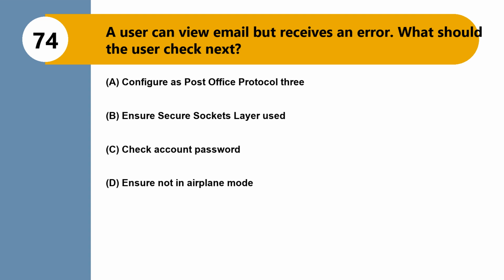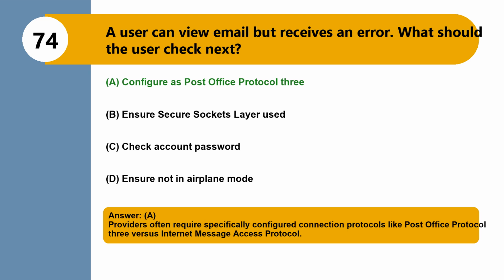What should the user check next? Option A, configure as Post Office Protocol 3. Option B, ensure secure sockets layer used. Option C, check account password. Option D, ensure not in airplane mode. The correct answer is option A, configure as Post Office Protocol 3. Providers often require specifically configured connection protocols like Post Office Protocol 3 versus Internet Message Access Protocol.